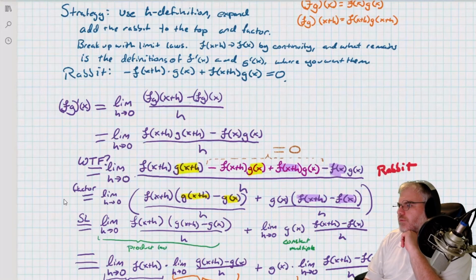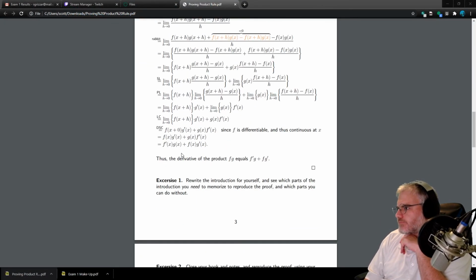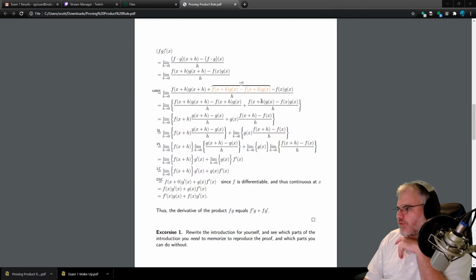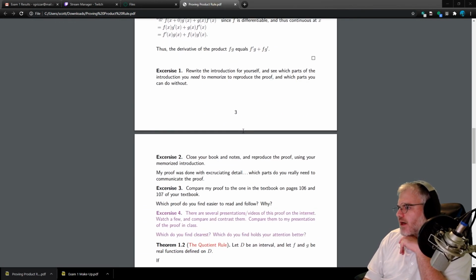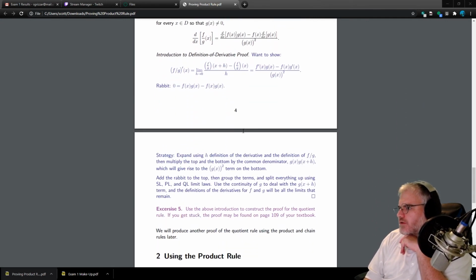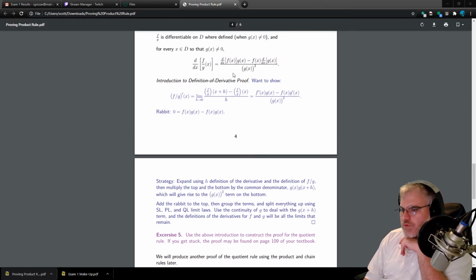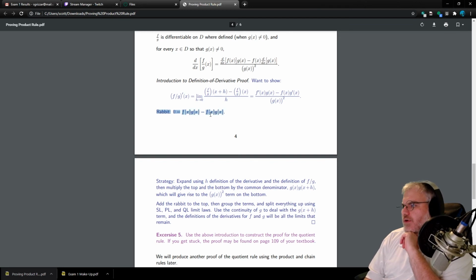So if you go to the notes, you will find another set in the notes here. You will find this proof in the notes where the rabbit is. And then you're going to find another proof here where I've given you the introduction. The quotient rule you prove the same way. So I'll state that in a minute. But I show you what the rabbit is on the quotient rule. And what I want you to do is use the rabbit here and try to reconstruct the proof just from the rabbit, just from my summary here.